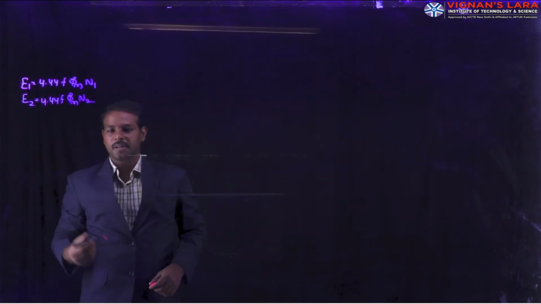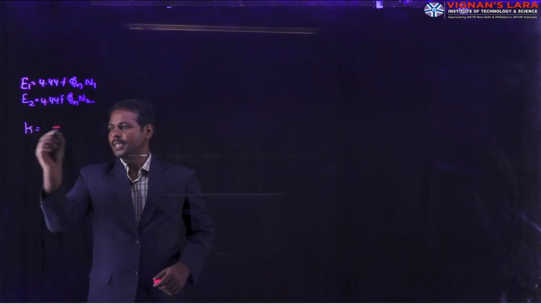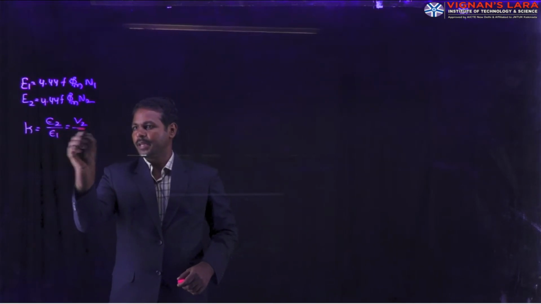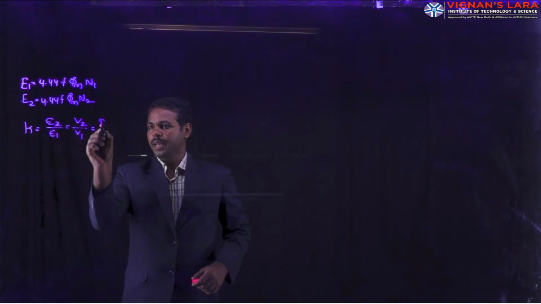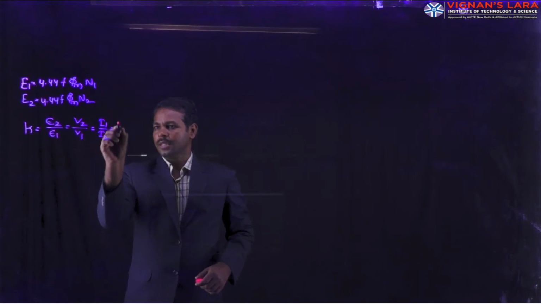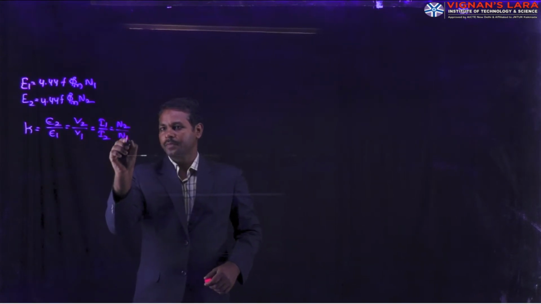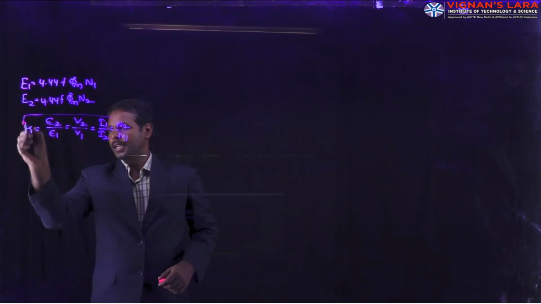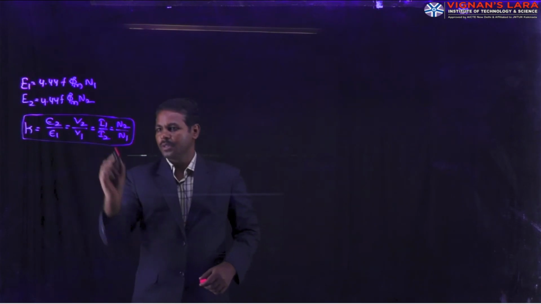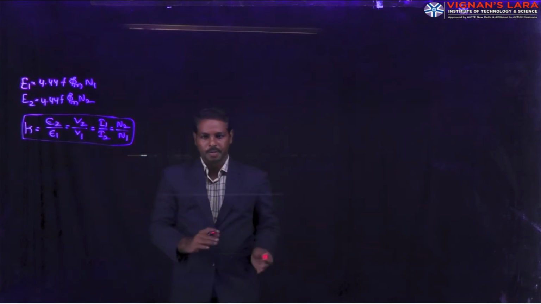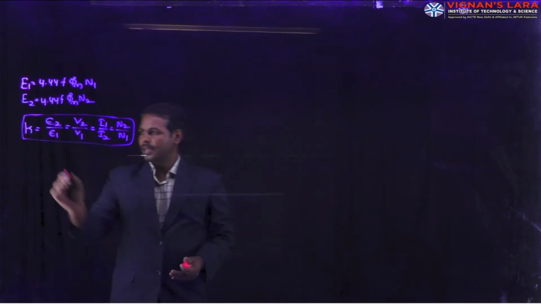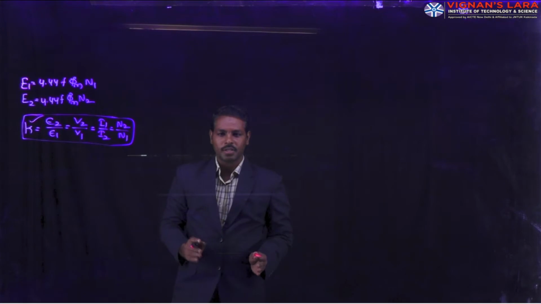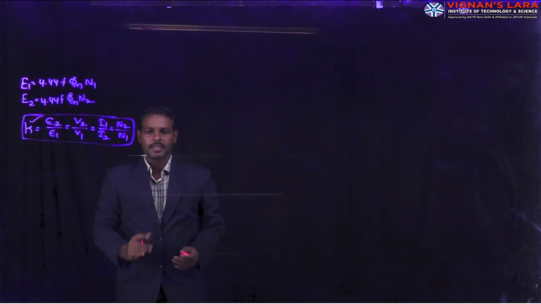So we can find out the transformation ratio. K is equal to E2 by E1, V2 by V1, I1 by I2 is equal to N2 by N1. Based on this relation, we can easily find out the transformation ratio. Whenever the resistance is to be referred from primary to secondary or secondary to primary, it always plays the major role in the change of process between the primary and secondary windings.